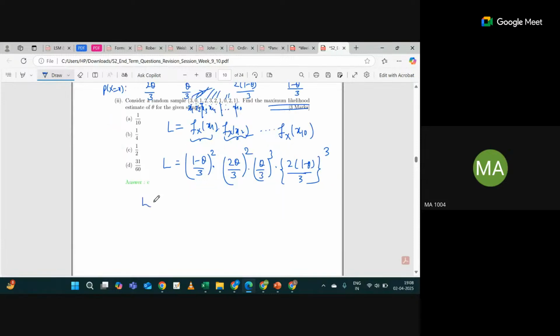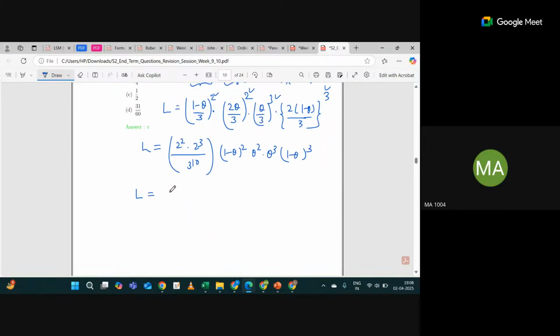Now what we will do is take all the constants together, because anyway, at the end, if you take the derivative, it will be 0. So what are the constants? 2 raised to the power square from here and 2 raised to the power cube from here, divided by 3 raised to the power 10, right? And the remaining things are (1 minus theta) whole square, theta square, theta cube, (1 minus theta) cube. You can see the powers: if you add the powers, the total should equal 10, because we have 10 samples. So the constant is 2 raised to the power 5 divided by 3 raised to the power 10, and it will be theta raised to the power 5.